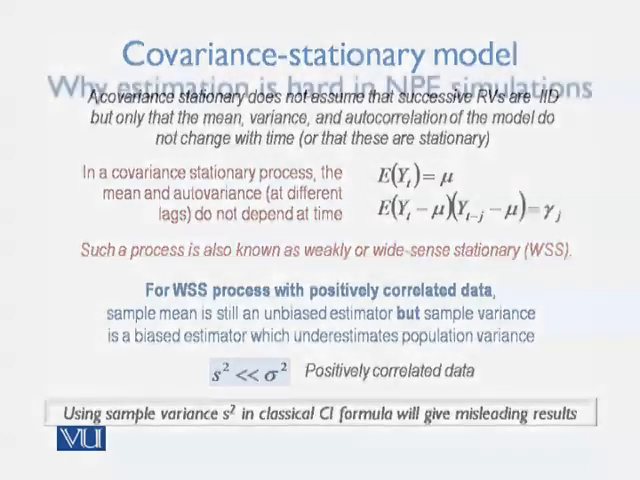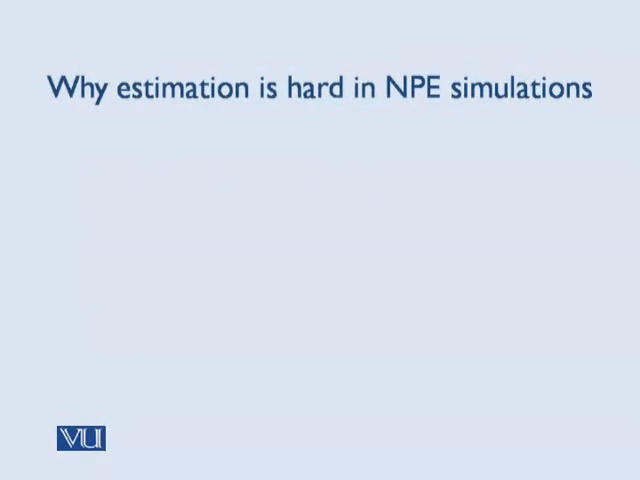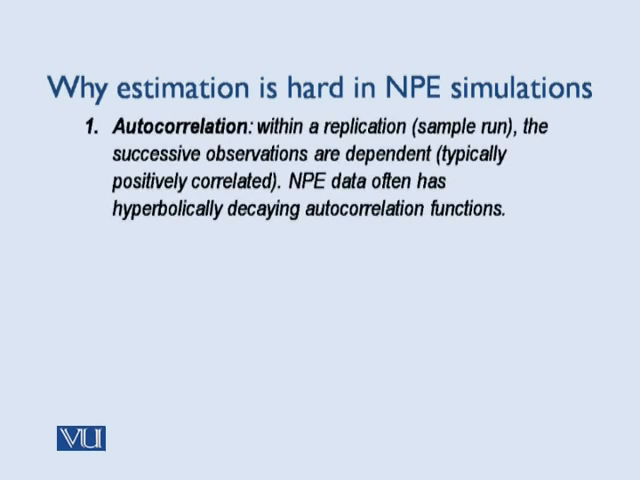So I can now tell you in summarized form what the main problems are that make estimation of network performance evaluation simulation output difficult. The first thing is the presence of autocorrelation. When we are making a sample run, the successive random variables are dependent. And we've also seen that in internet traffic, you have large dependencies, long-range dependence, and the autocorrelation function hyperbolically decays. In other words, whatever happens now is going to have an impact on random variables that are going to come much later. So because of that, this is problematic.